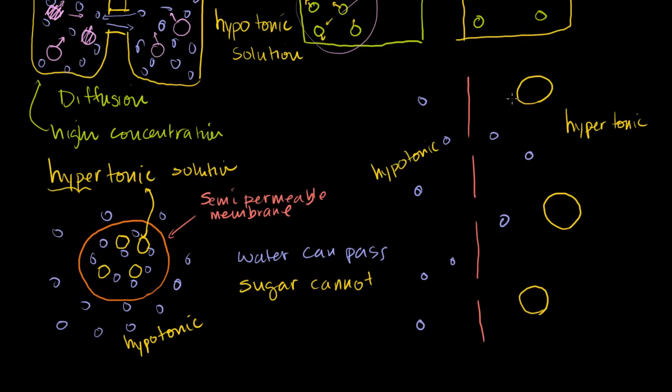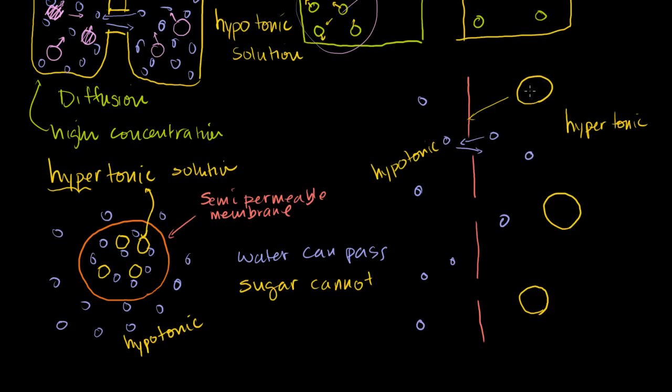But in this case, these guys can't fit through the hole. Only water can go back and forth. If these guys were not here, water would have an equal likelihood of going in this direction as going in that direction. A completely equal likelihood.